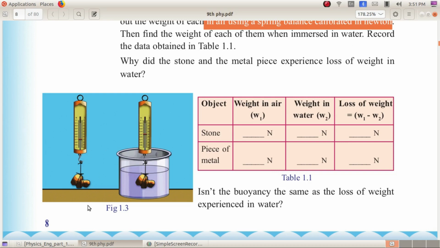If we know the weight of the stone in air and the weight in water, then we can find its loss of weight by simply subtracting its weights. Similarly, we take a piece of metal, any metal piece, and find its weight in air and its weight in water.